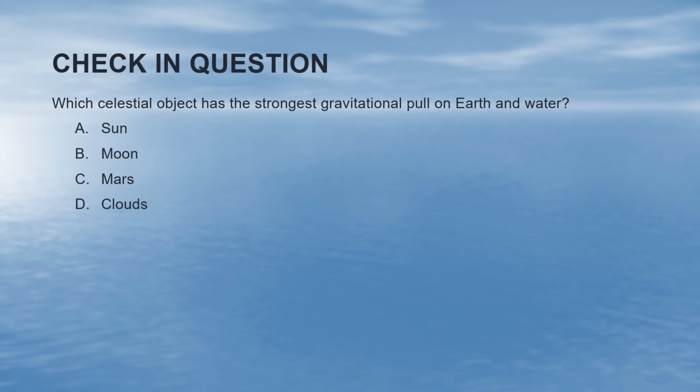For our first check-in question, it asks, which celestial object has the strongest gravitational pull on Earth and water? Is it the sun, moon, Mars, or clouds? Okay, so hopefully you've answered this in your head, and it should be B, moon.